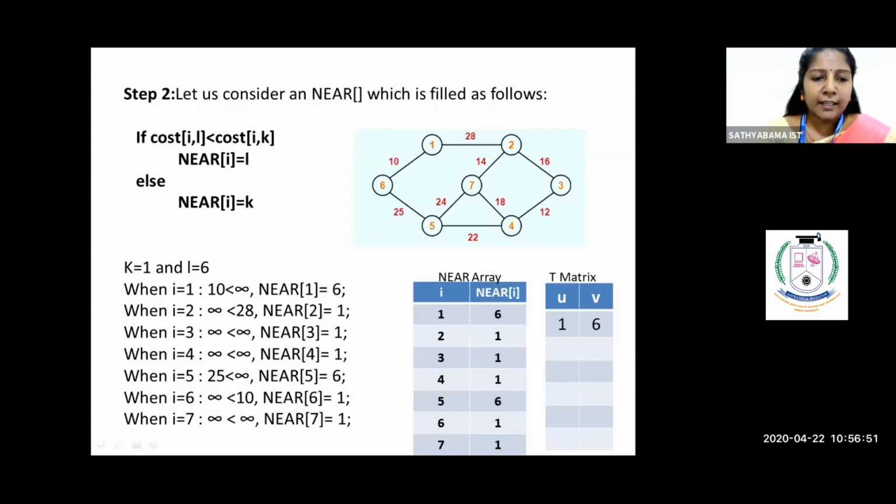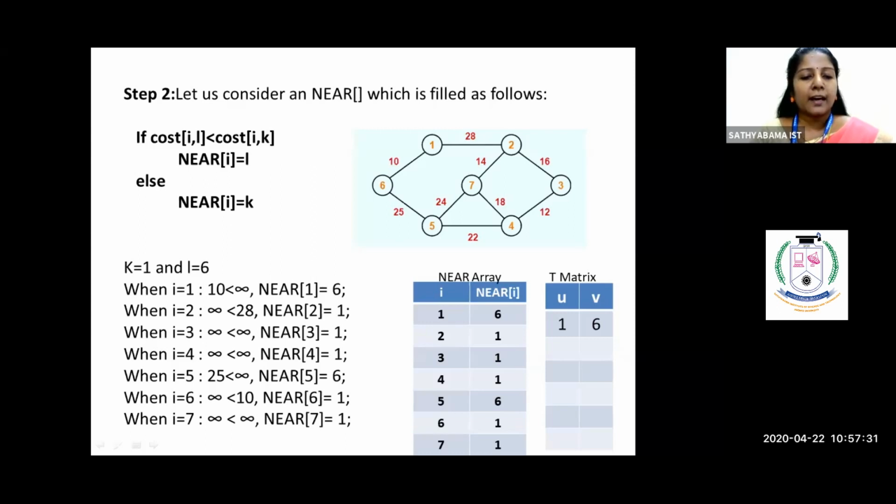Now increment the I value. I becomes 5. 5, 6 is 25 and 5, 1 is infinity. So 25 less than infinity, the condition is satisfied. So that entry is filled with the L value. What is the L value? 6. So 6 is filled in the fifth entry. Now increment the I value. I becomes 6. 6, 6 is infinity and 6, 1 is 10. So infinity less than 10, the condition is not satisfied. So the K value is filled in the sixth entry, that is 1.